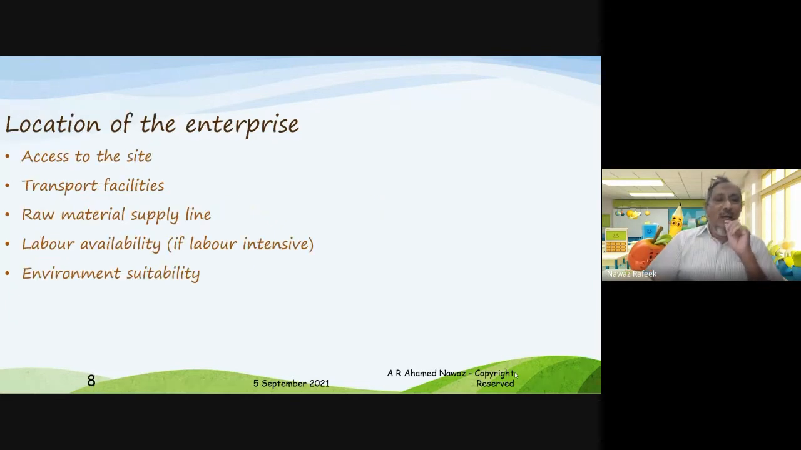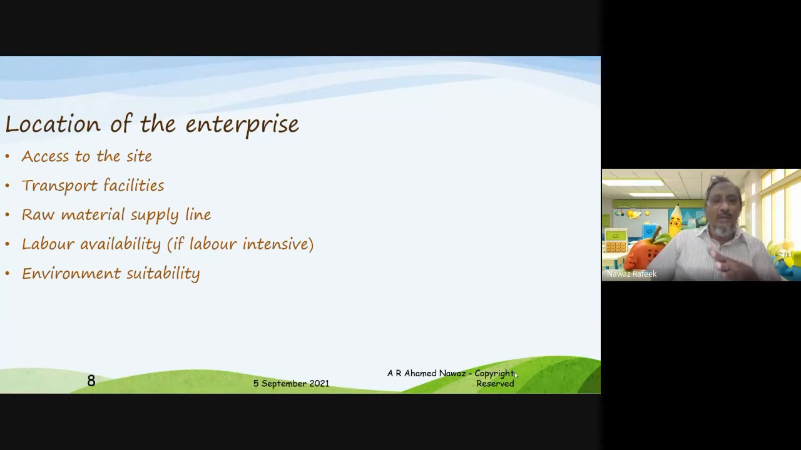Then location of the enterprise, access to the site. Another important factor. What is the roadway? When you consider certain things, the access to the site has to be looked at very carefully. For example, if a customer wants to put up a warehouse, out of the town in the area, he's going to put up a sale. What is the access needed?